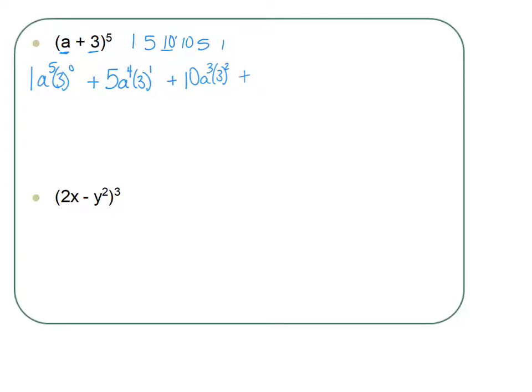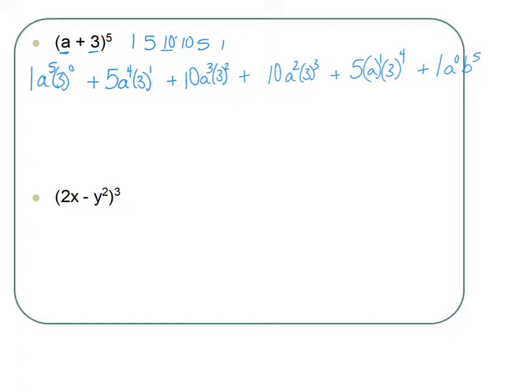The next Pascal number is a 10. A working its way down, B working its way up. Plus, then I have a 5. A continuing to work its way down, B working its way up. Last term, I have a 1. My A will be to the 0, while my B will be to the 5th power.